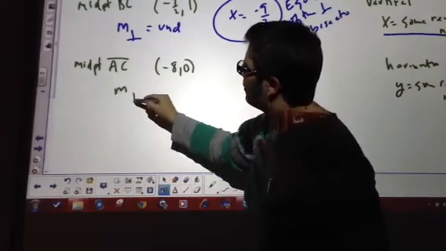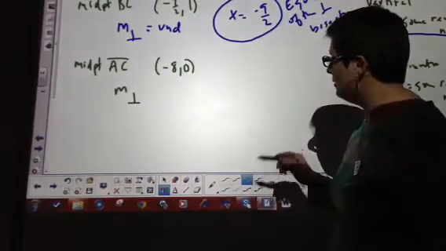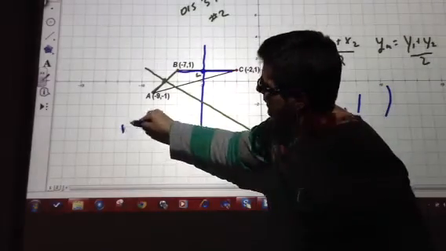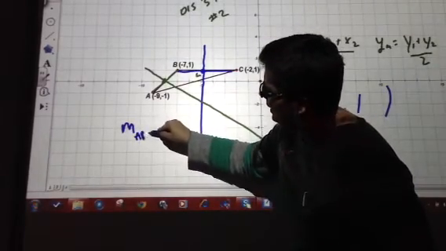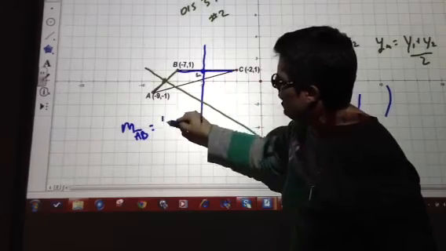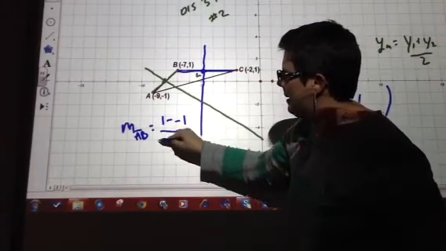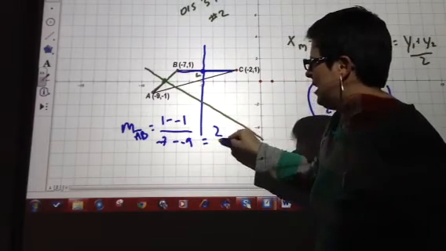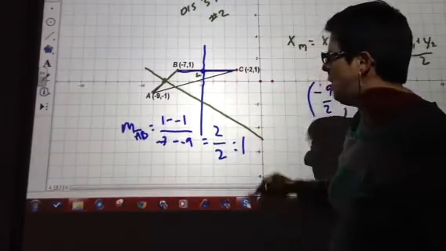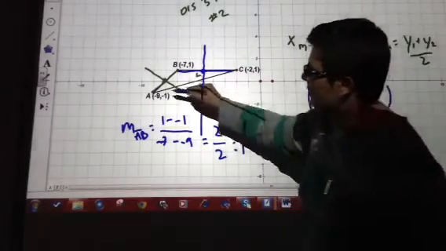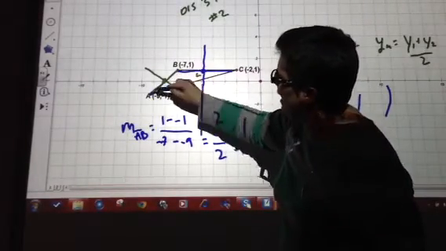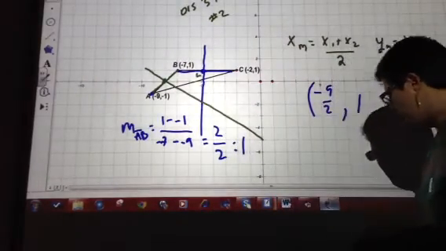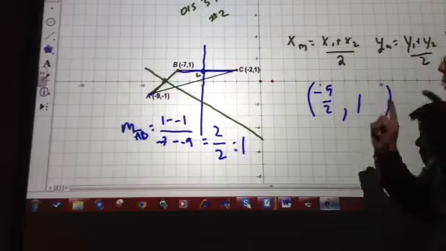And the slope of the perpendicular, well, we need to find the slope of the actual first. The slope of line segment AB is equal to 1 minus -1 divided by -7 minus -9. Last time I checked, that's 2 divided by 2, which is 1. And you can see that confirmed here. If I'm going from point A to B, I go up 2 to the right 2. 2 divided by 2 is indeed 1.